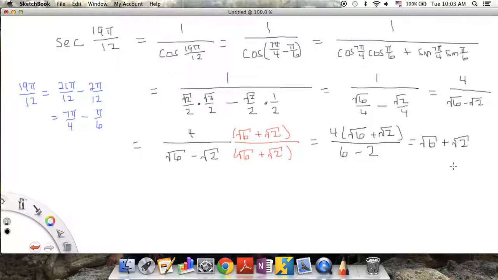Do I want a decimal approximation? No. The whole reason we went through this was so we would get an exact value. So this is your answer. Exact value. All right, let's try one more.